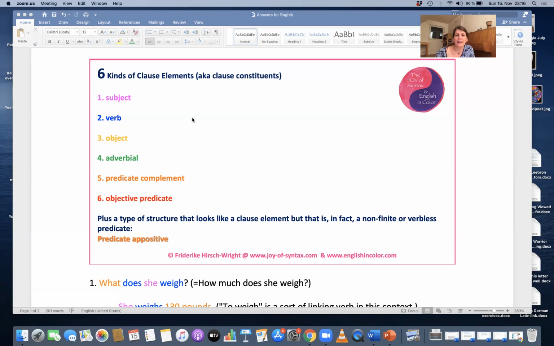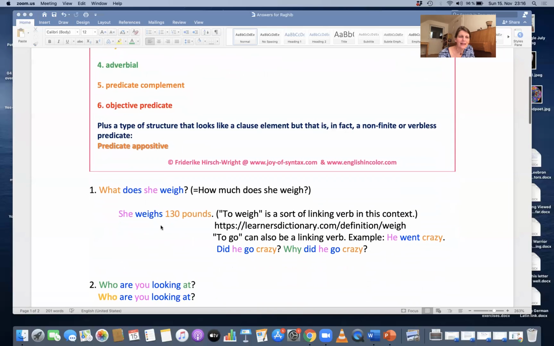But of course, you can analyze questions as well. And I was asked to analyze 10 questions. They were sent to me tonight. Someone is preparing for an exam. And so I promised to make a little video about this. And here we go. The first question was, what does she weigh?